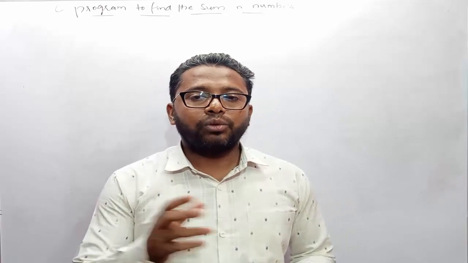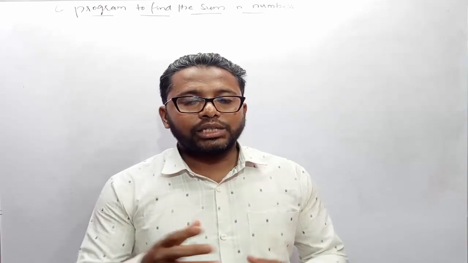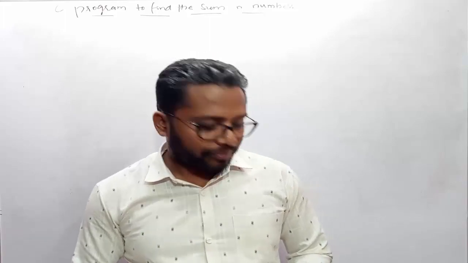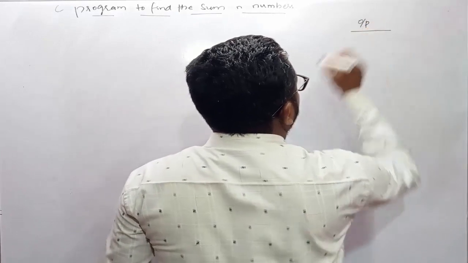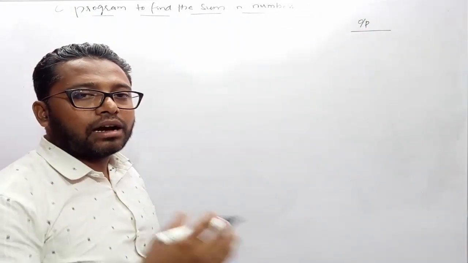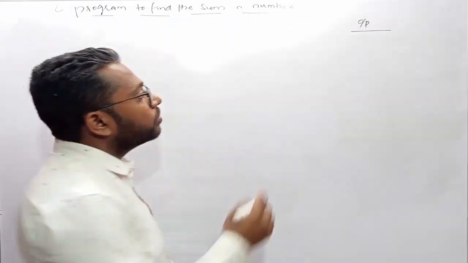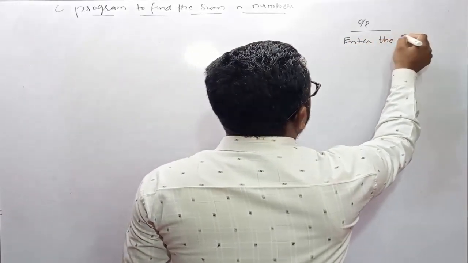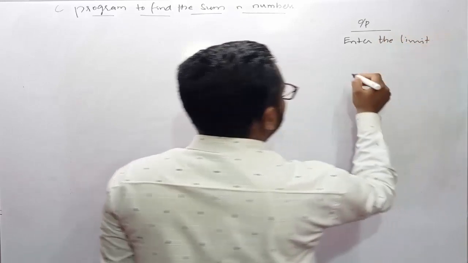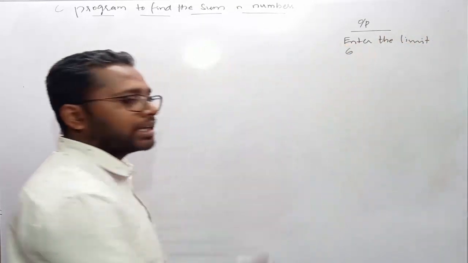Now let us start our discussion on writing a C program to find the sum of n numbers using for loop. So now let us first see the output of this program. When this program gets executed, it asks the user to enter a value. Enter the limit. Then the user will enter 6.